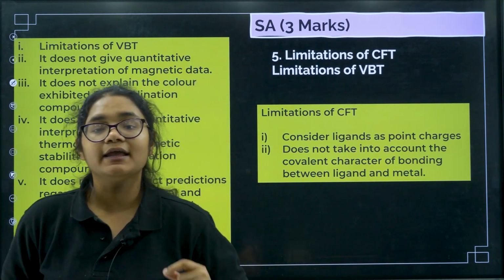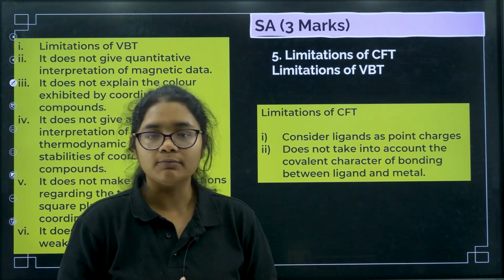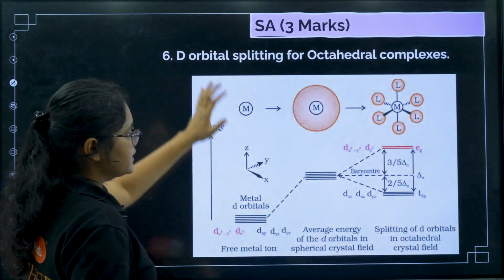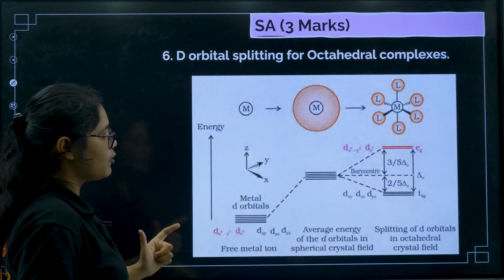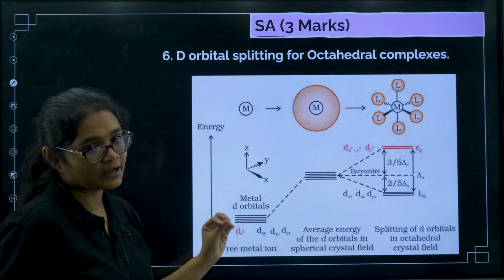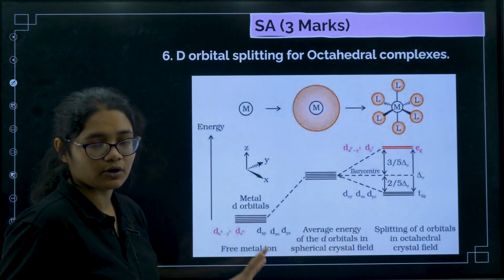It doesn't take care of the covalent bonding, doesn't give any importance to covalent bonding. So those are the limitations. Next, d orbital splitting in octahedral complex, very important. So please do the proper labeling here, draw the diagram, practice the diagram again and again. Please see what all labelings are there. If you do not write these labelings, you will not get the marks.